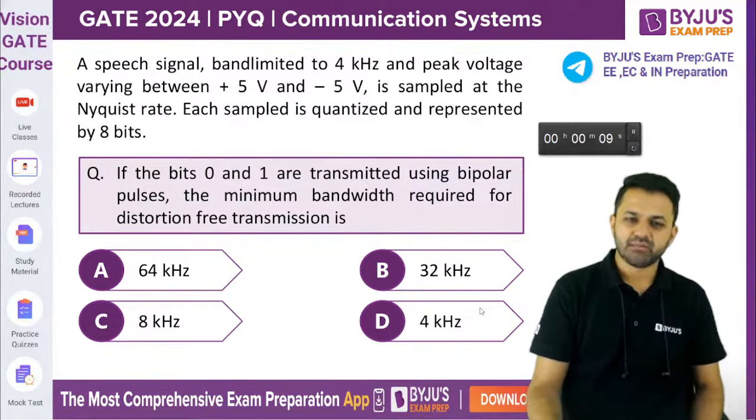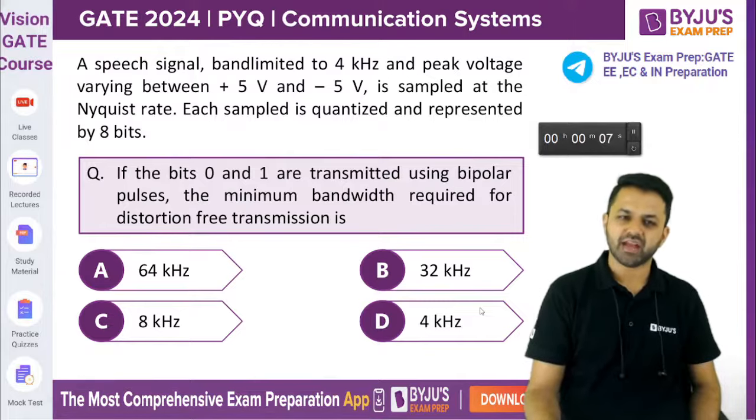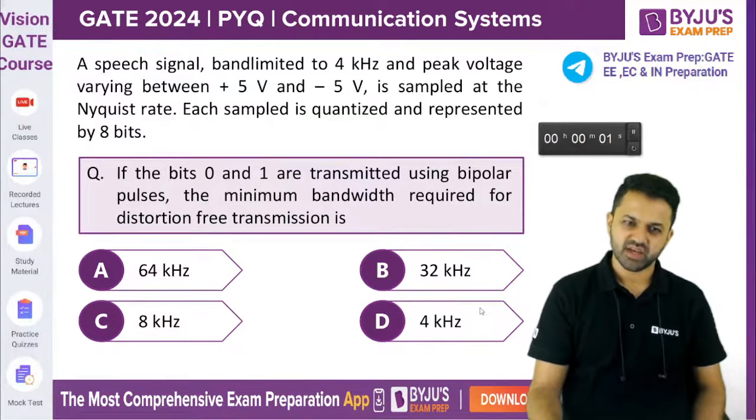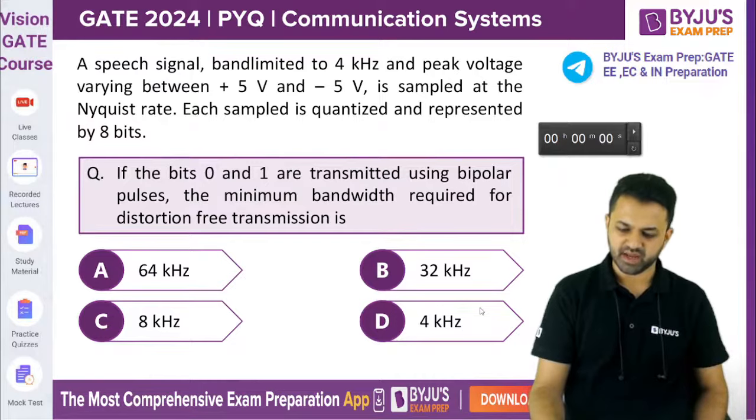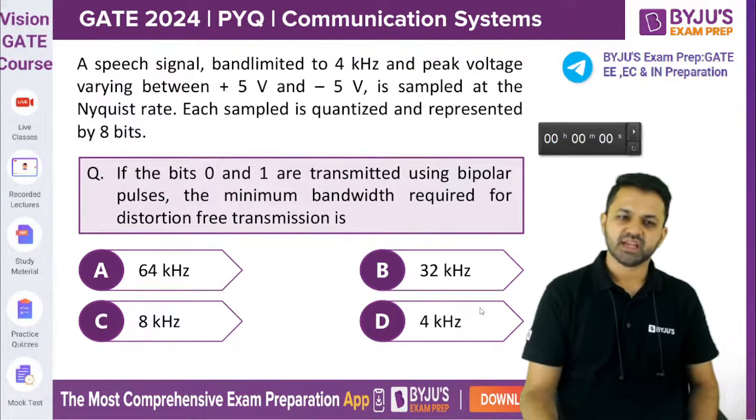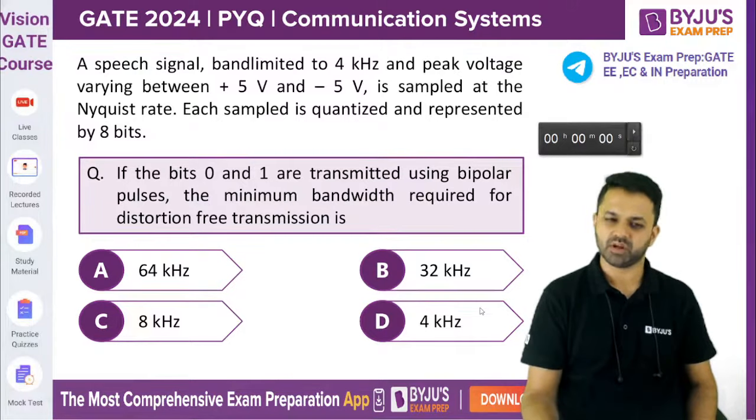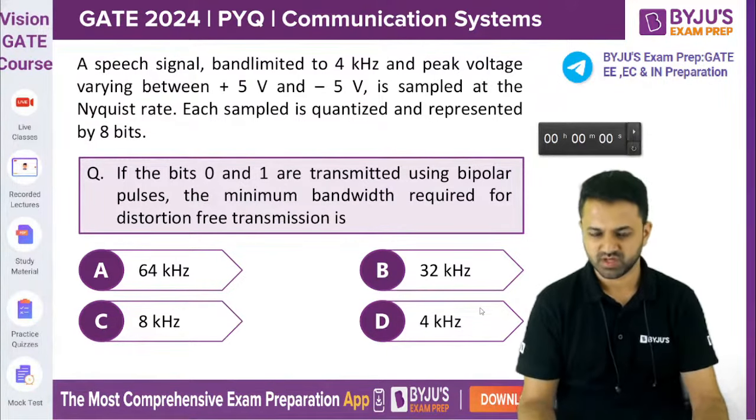A speech signal band limited to 4 kHz and peak voltage varying between +5 and -5 is sampled at Nyquist rate. Each sample is quantized and represented by 8 bits. Then if the bits 0 and 1 are transmitted using bipolar pulses, what is the minimum bandwidth required for distortion-free transmission?